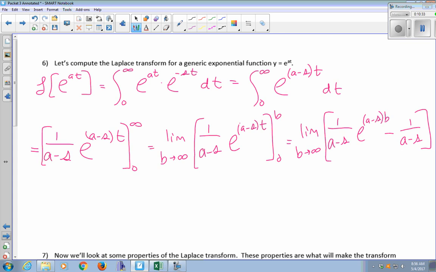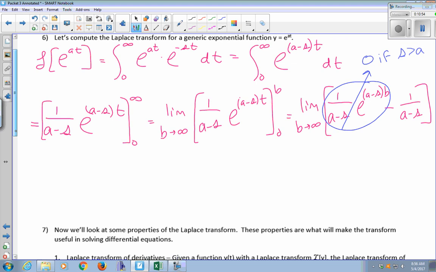And then this first term goes to 0 if that exponent is negative, which means that s would have to be bigger than a. So when I take the limit, I get 1 over s minus a if s is bigger than a.